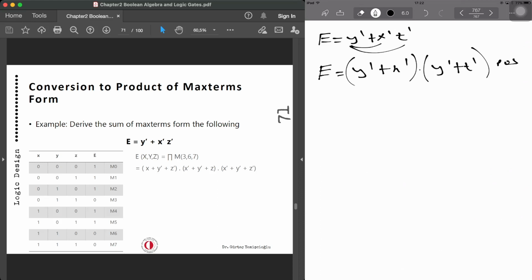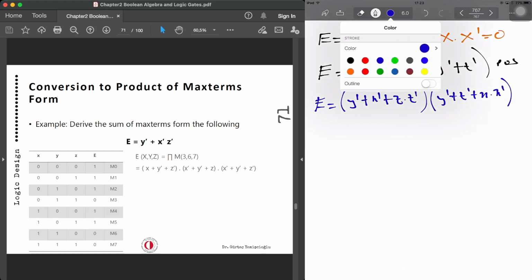Now I can easily include the missing variables into these. But at this time, rather than using x plus x prime, the identity for POS is going to be x dot x prime, which equals 0. So if we move further down by including the missing variables, y prime plus x prime, then what is missing? Z is missing, z dot z prime. And then the other one is y prime plus z prime, plus x is missing, x dot x prime should be there. And then this will be expanded now.